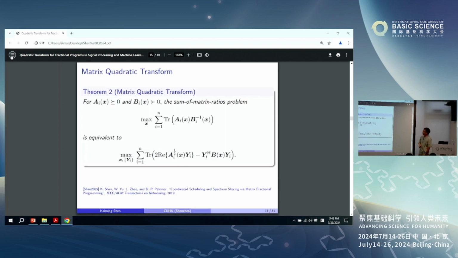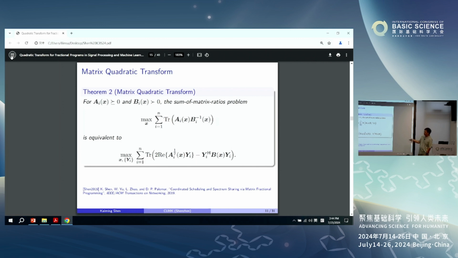Okay. And more importantly, the quadratic transform can be readily extended to the matrix ratio case. So far, I discussed the ratio between two scalars, but the ratio can also be considered for two matrices. For example, we consider the ratio between A_i and B_i. So the sum of ratios becomes the sum of traces of matrix ratios. And it turns out that the quadratic transform continues to work. We still decouple A_i and B_i, and now we have this new problem. And then you can still carry out the iterative optimization between x and y efficiently.